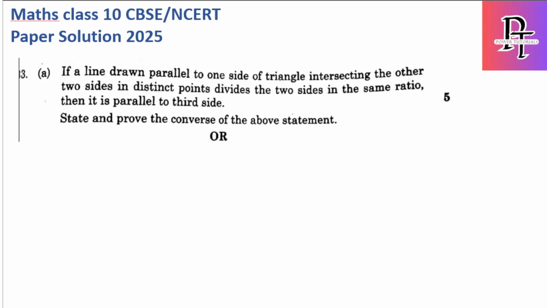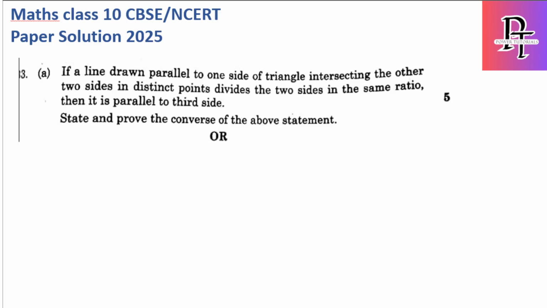So make sure while you're solving this type of question in exam, just think which will take less time and go for the same. Okay, let's see the next one. Here also we have two options, either A or B. So A part, what they are asking: if a line drawn parallel to one side of a triangle intersecting the other two sides in distinct points divides the two sides in the same ratio, then it is parallel to the third side. So what is the statement? It is the converse of BPT.